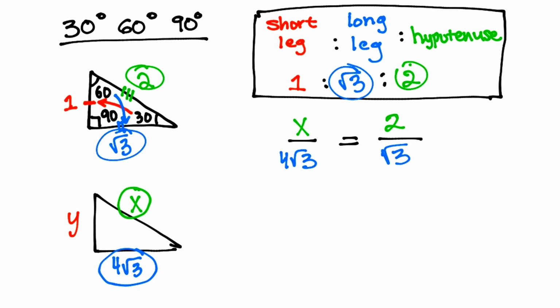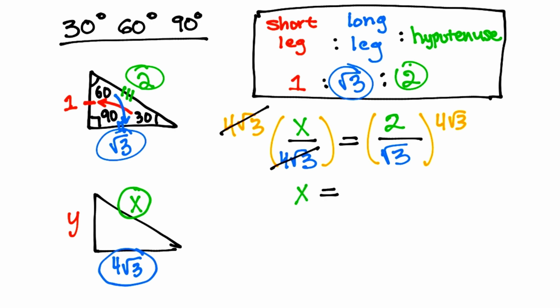Then, to solve for x, what we can do is multiply both sides of the equation by 4 square root of 3, like so. And on the left, the 4 square root of 3 would cancel out, and we would be left with just x. And on the right, the square roots of 3 would cancel, and we would just be left with 2 times 4, which is equal to 8. So that there is our hypotenuse.